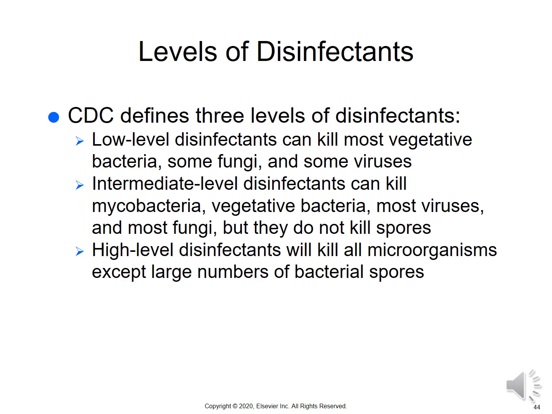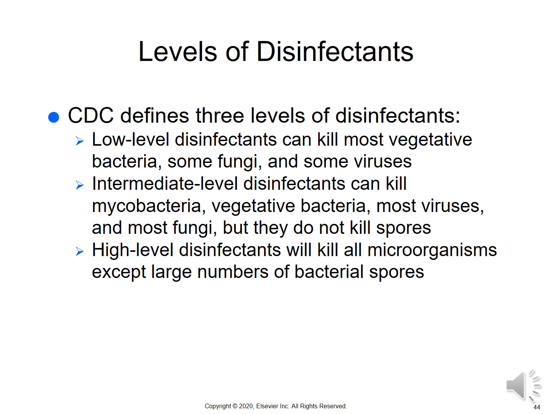So the Centers for Disease Control defines three levels of disinfectants. There are low-level disinfectants that can kill most vegetative bacteria, some fungi, and some viruses. These are typically used for exam tables and countertops, for example, hydrogen peroxide.